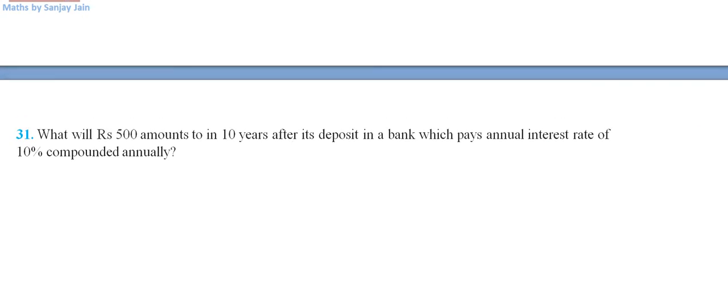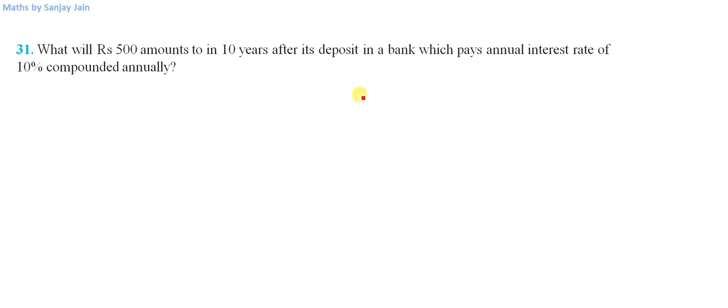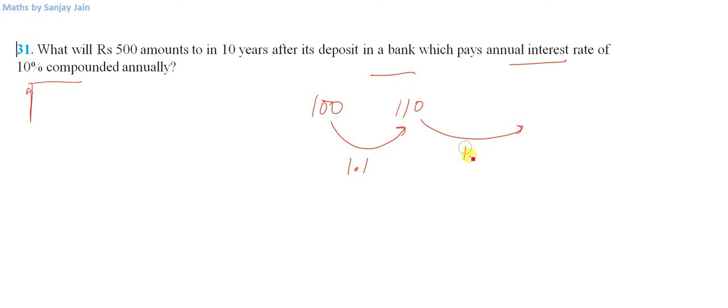What will rupees 500 amount to in 10 years after its deposit in a bank which pays annual interest of 10% compounded annually? So you notice, if there were 100 rupees and interest is being paid as 10% annually, at the end of first year you will have 110. So what is the multiplying factor? It is being multiplied with 1.1. At the end of second year you'll again multiply it with 1.1, because 10% of this will get added, so it will become 121 now.